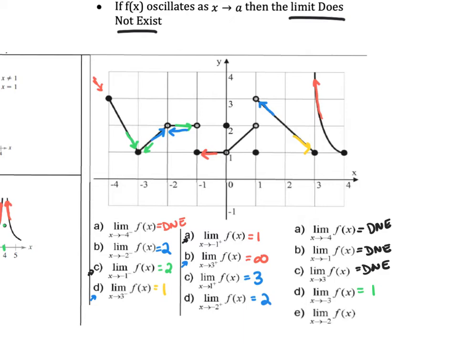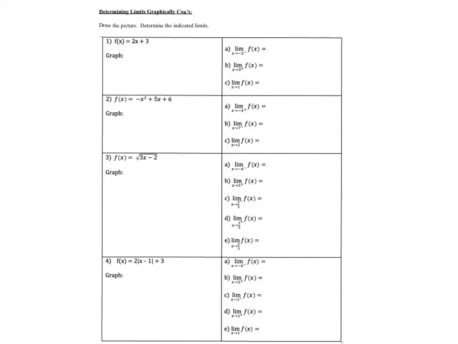And finally, we need to do the limit as x approaches -2. We looked at x approaching -2 from the left and got 2. We also looked at the limit as x approached -2 from the right and got 2. So since they're equal to the same value, the limit as x approaches -2 of f of x is 2. Let me know if you have any questions.